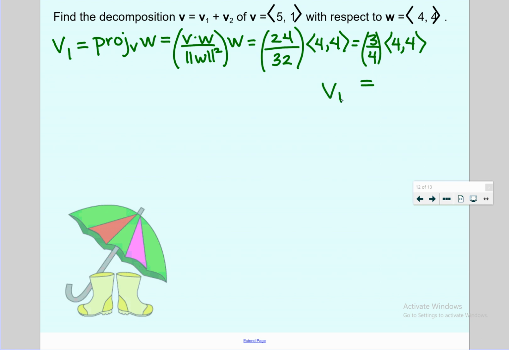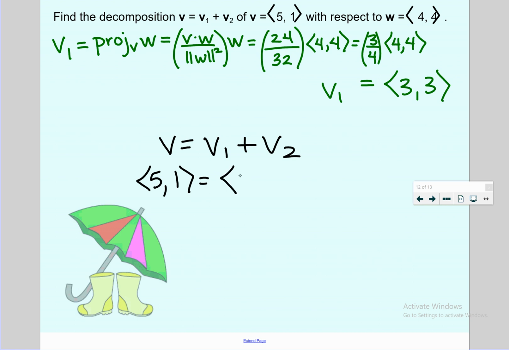What is our vector v1? If I distribute 3/4 in, 3, 3. Okay. That's half of my answer. That's actually the hardest part to get. They're telling you v equals v1 plus v2. Vector v, we know, is 5, 1. And v1 we just found, it's 3, 3. Your job is to find v2, whatever's there.